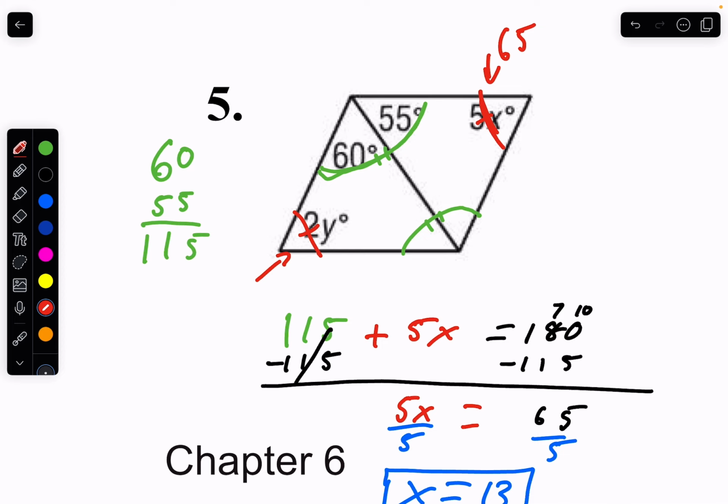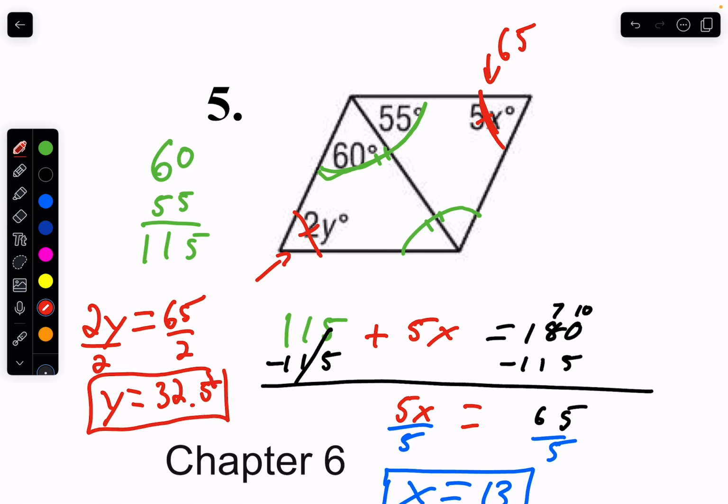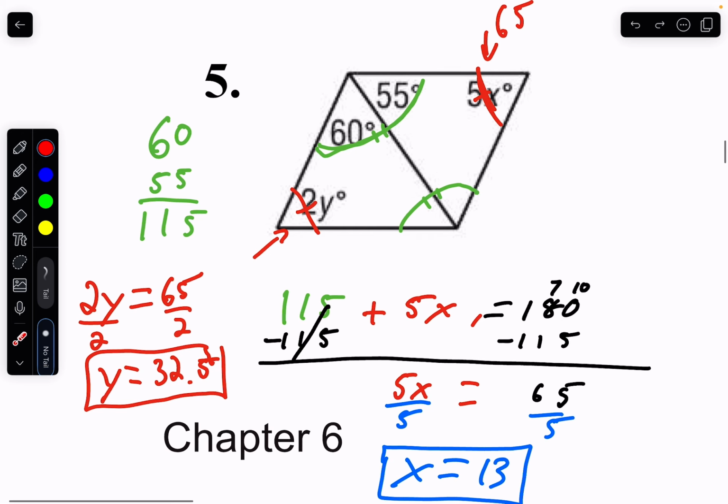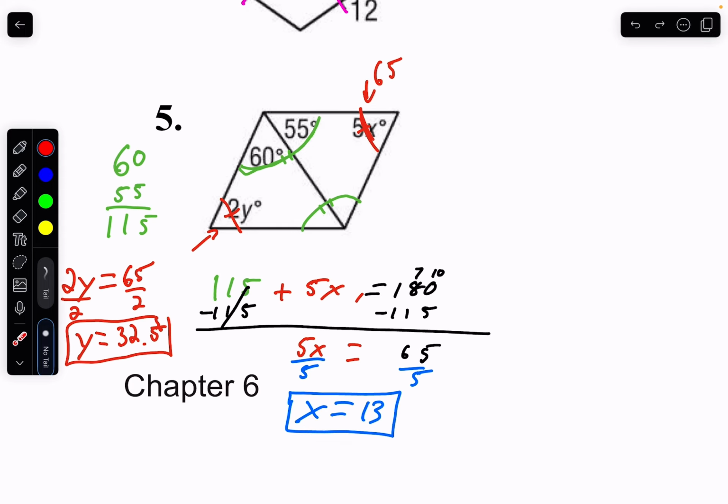I don't need to calculate. I already know that 2y is 65. Therefore, I'm just going to divide by 2, and then I'm going to say y equals 32.5. This way, I just skip all this algebra. I just skipped the whole algebra right here. Because right here 5x equals 65, that tells me the red angle is 65, so I know what this other one is, 65. And that's it for problem number 5.